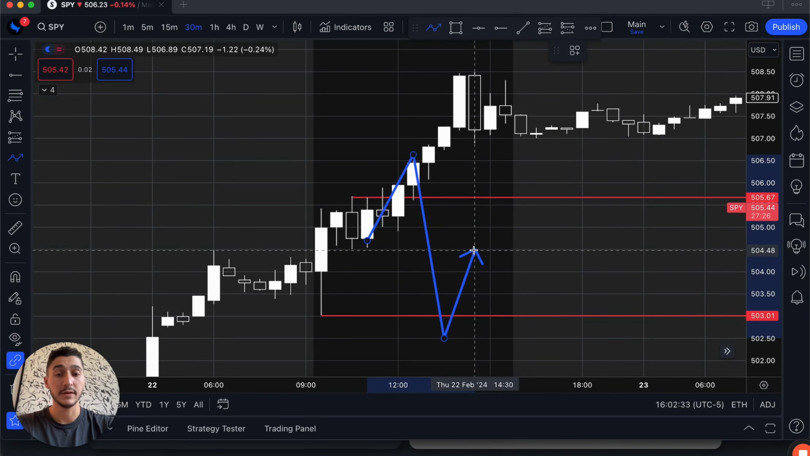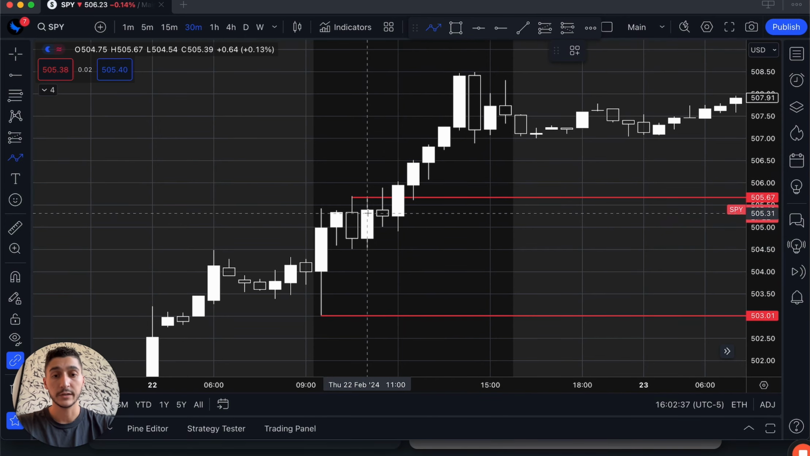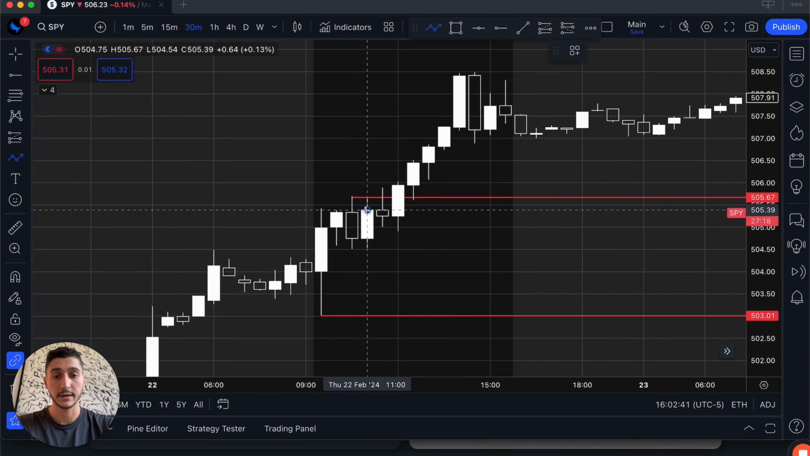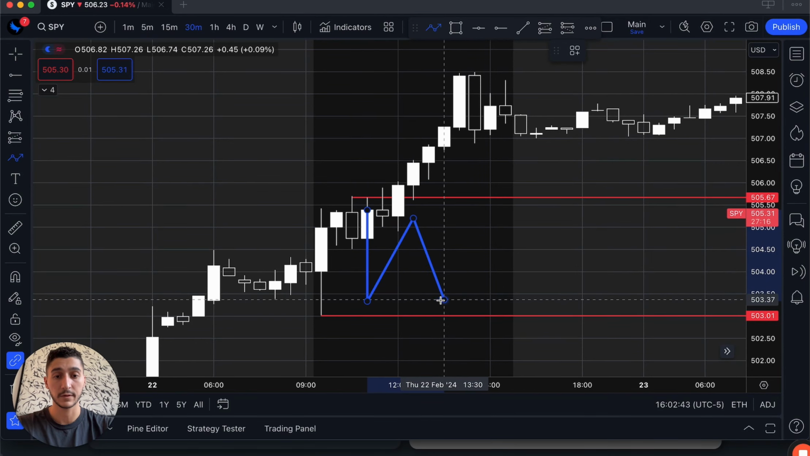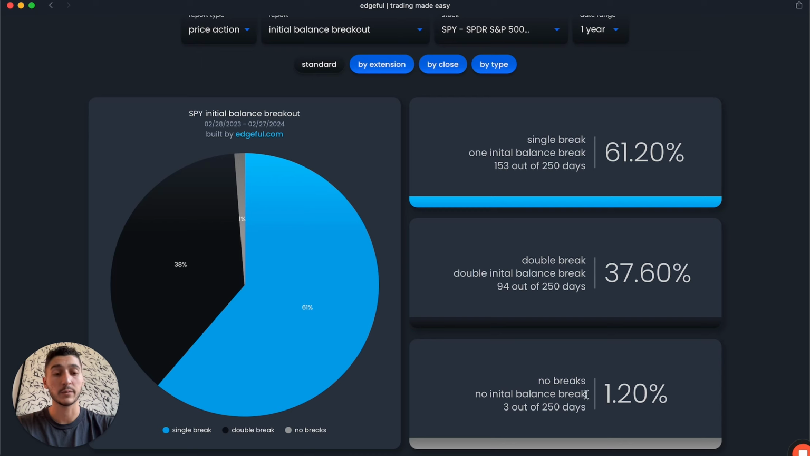Then we have the no breaks. So that would be as if price formed the initial balance, so from here to here, and then stayed in this area for the rest of the day. Very unlikely to happen, only happens 1% of the time.